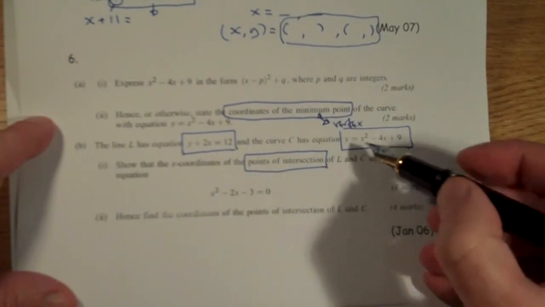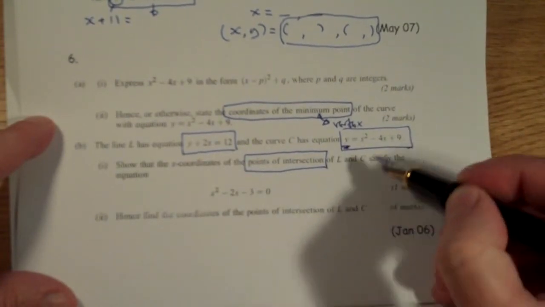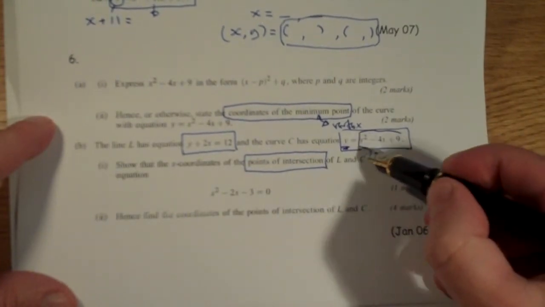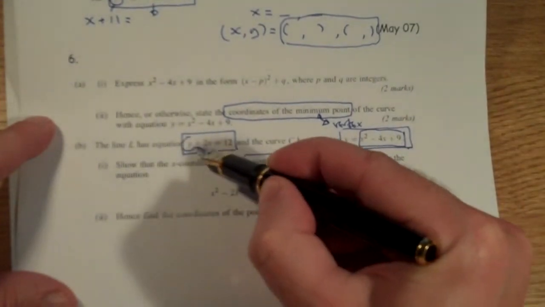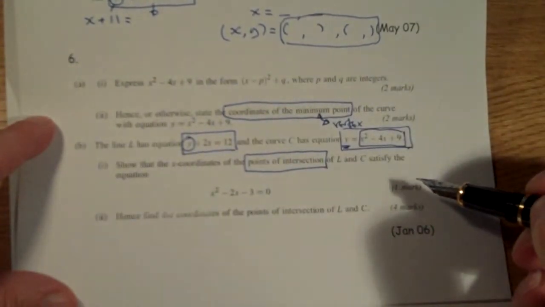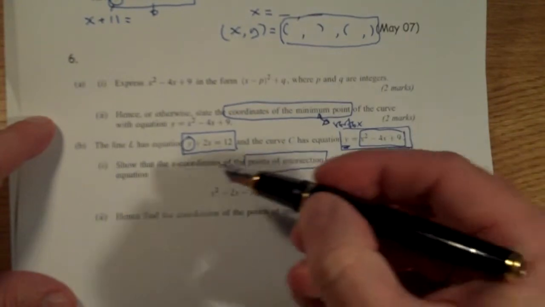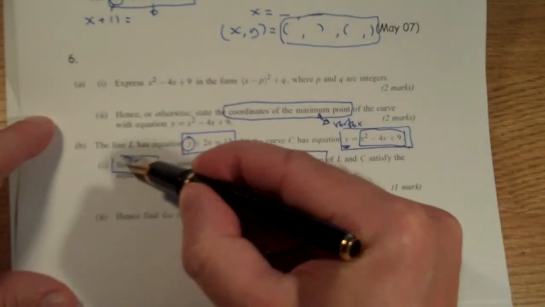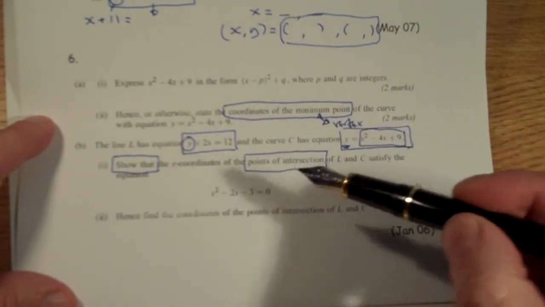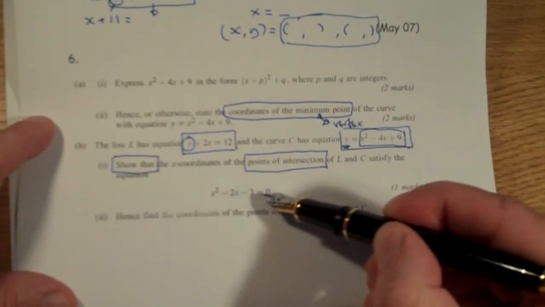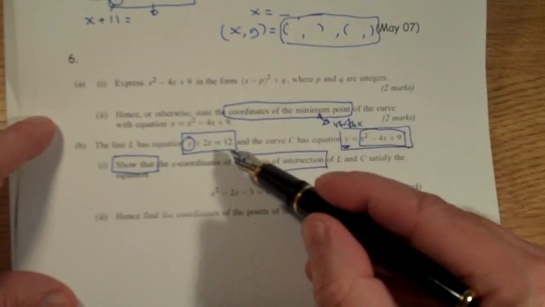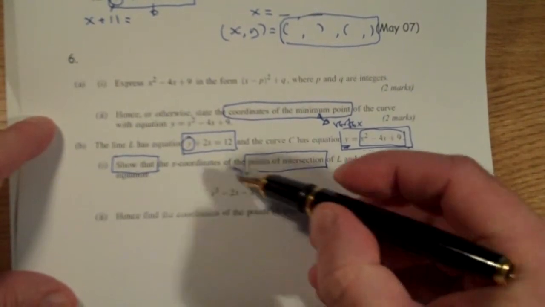Take these two equations. Y is already the subject of one equation, so we can substitute that expression in for the y in the second equation, which will lead to a quadratic in x. This is a show that question. That means you don't have to look at this bit here till you've started with your starting point. This is your end point here.